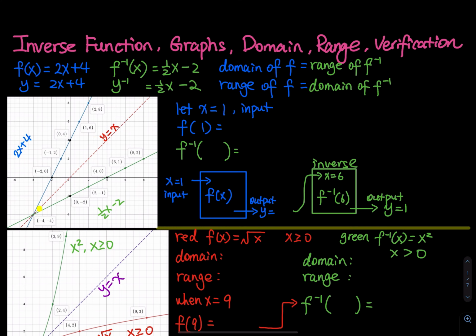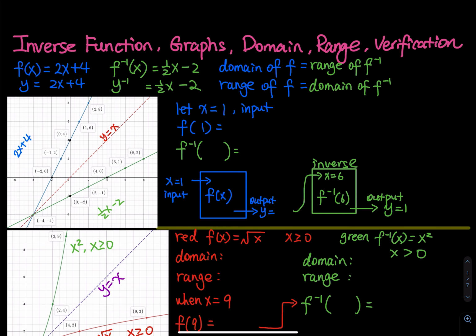Let's take a look. Negative 4, negative 4, I'm not going to worry about that. I would like to look at negative 2, 0. Look at the blue line. When x equals negative 2, y equals 0. Can you look over to the other side? On the green line, when x equals 0, y equals negative 2. So it looks like the x and the y just interchange after you look over the y equals x.